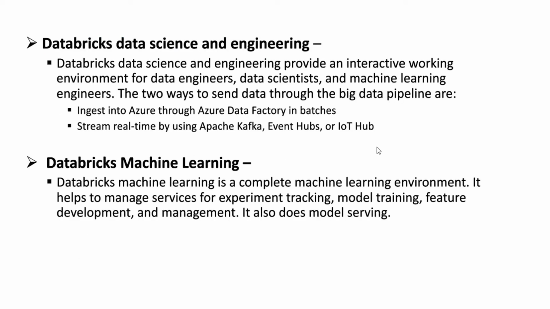Next, we have Databricks Data Science and Engineering. It provides an interactive working environment for data engineers, data scientists, and machine learning engineers. There are two ways to send data through the big data pipeline: ingest into Azure through Azure Data Factory in batches, or stream in real time by using Apache Kafka, Event Hubs, or IoT Hubs. So if you have to ingest or process data, you can use these two options. You can use Azure Data Factory, or you can use Apache Kafka, Event Hubs, or IoT Hubs. There are many tools which you can use to process the data.